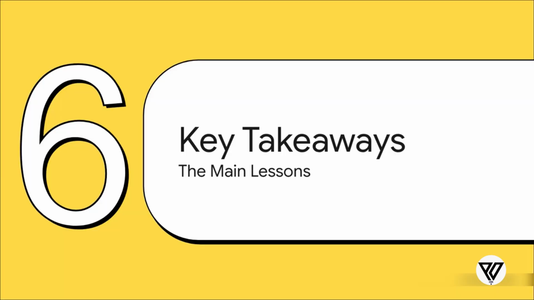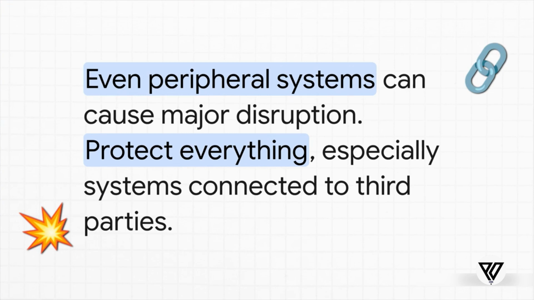All right, let's wrap this all up and really distill the most important lessons we can take away from this whole incident. So the most crucial point is this. In today's interconnected world, there's really no such thing as a non-critical system. A speaker system can't leak your personal data, but it can absolutely ground flights and cause widespread panic. Real security means protecting everything, with special attention on any system that's connected to an outside partner.